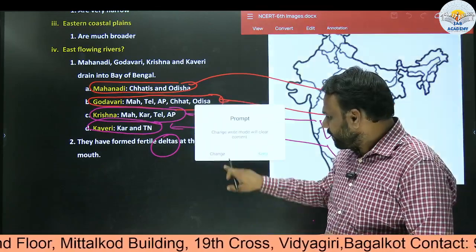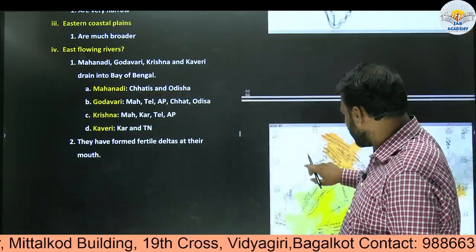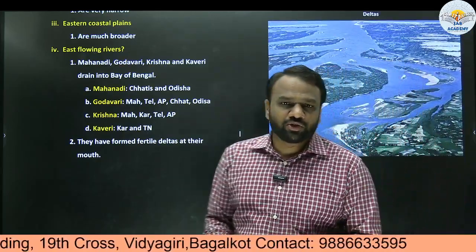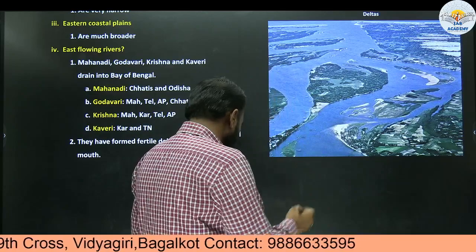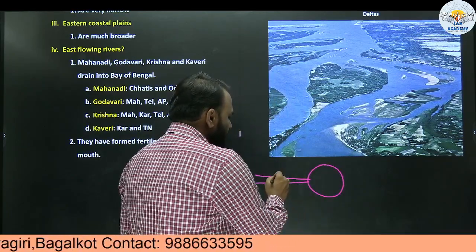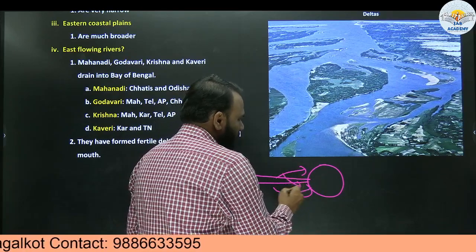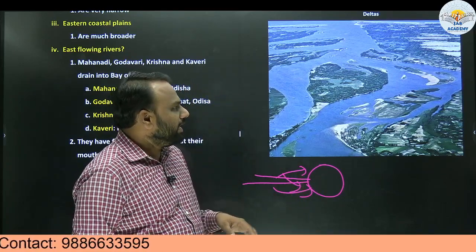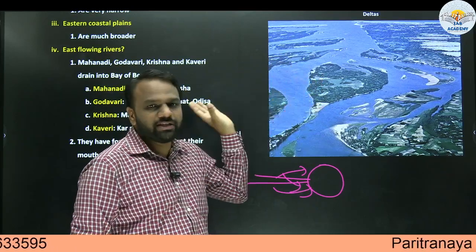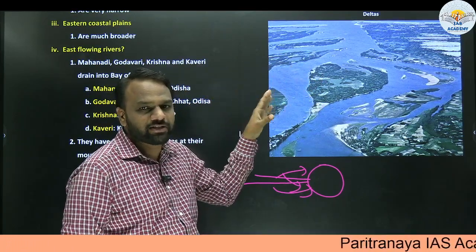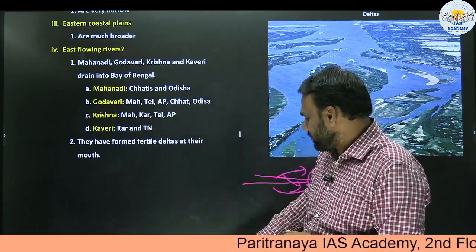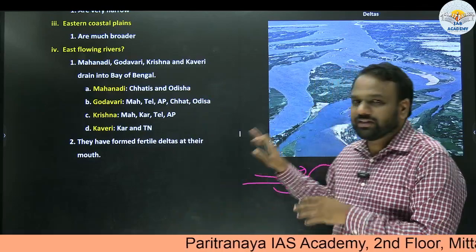Whenever a river joins an ocean or sea, it will not directly join. For example, if this is an ocean and this is a river, it will not join directly like this. Before joining, it will split into various small parts, and the area will appear something similar to this. This area we call delta, and there are famous deltas as well, which we will see later on. So all these east flowing rivers create delta.